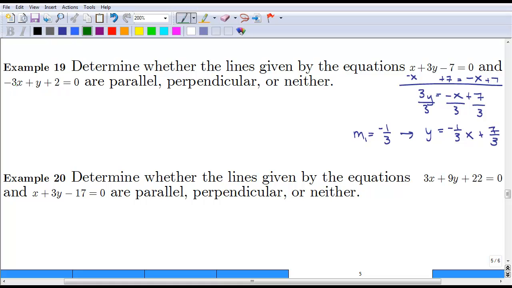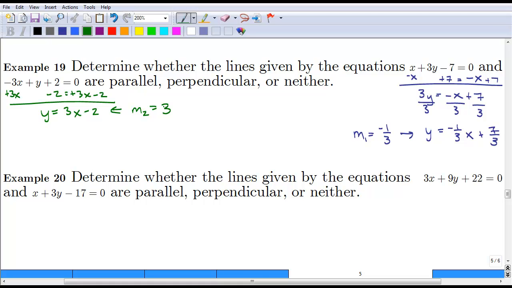Likewise, if we look at the second equation, I'm going to add our 3x and subtract 2 from both sides. We are then left with y is equal to 3x minus 2. This one's already in slope-intercept form, and m2, our second slope, is 3. Now we want to compare these two numbers, m1 and m2. First of all, are they reciprocals? Yes, 3 and 1/3 are reciprocals.